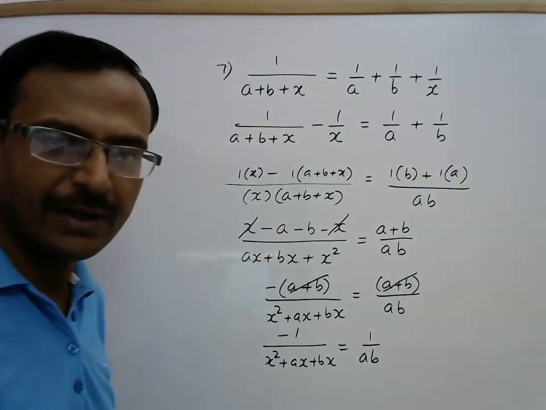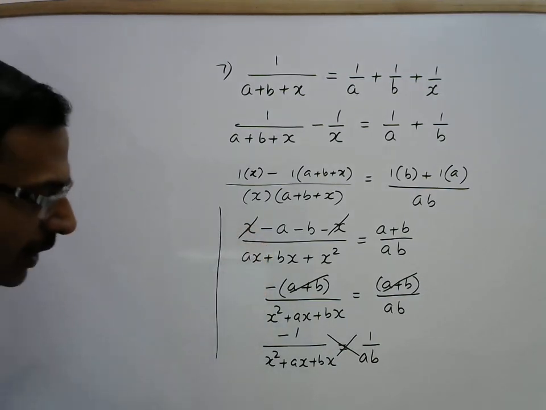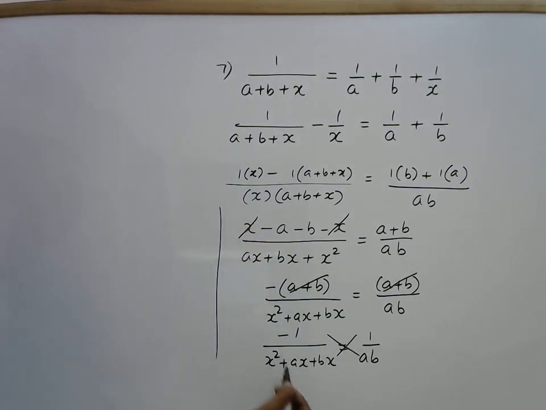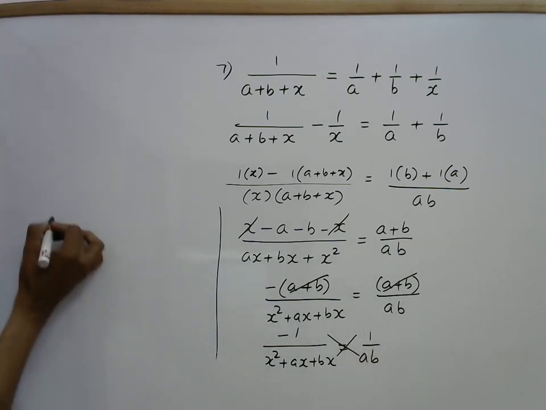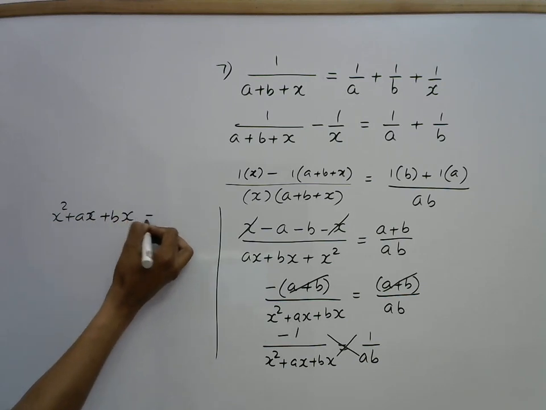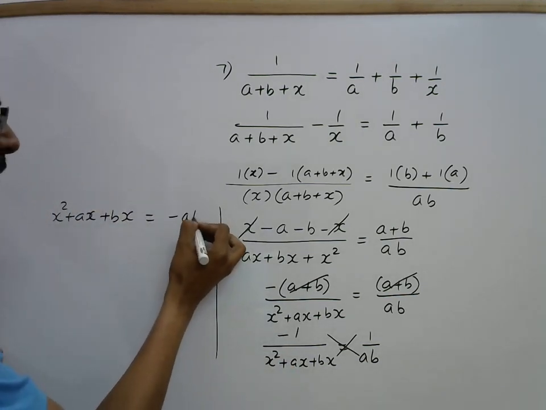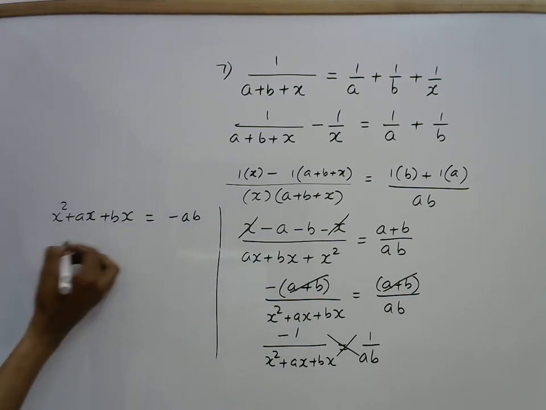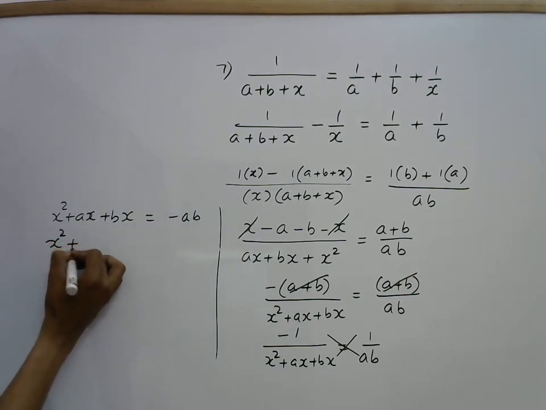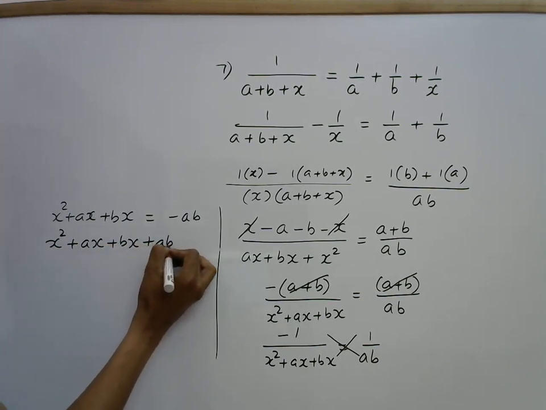And now things become very easy because now you just need to cross multiply and convert it into a quadratic equation. So I am cross multiplying. See, when you multiply this by 1, you get x square plus ax plus bx equal to, when you multiply minus 1 by ab, it is minus ab. Now bring this minus ab this side because we need to have a 0 in the RHS.